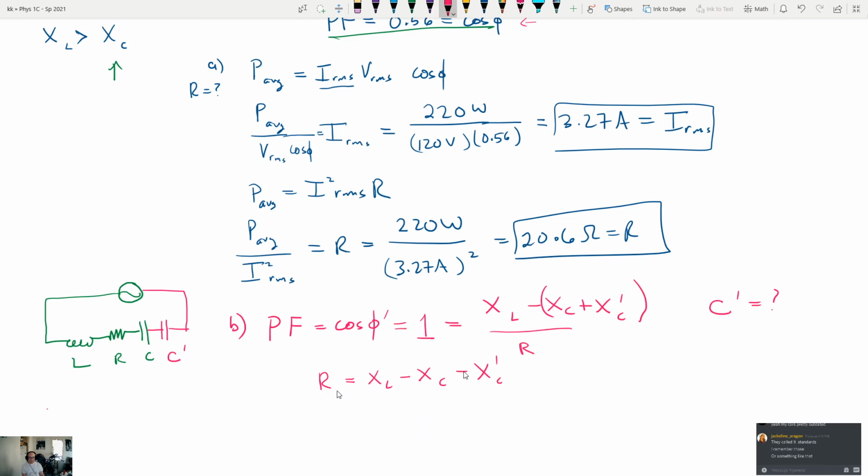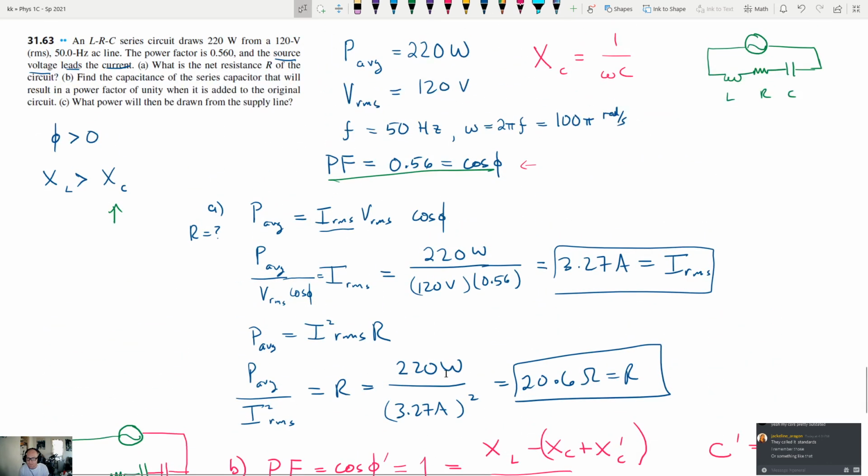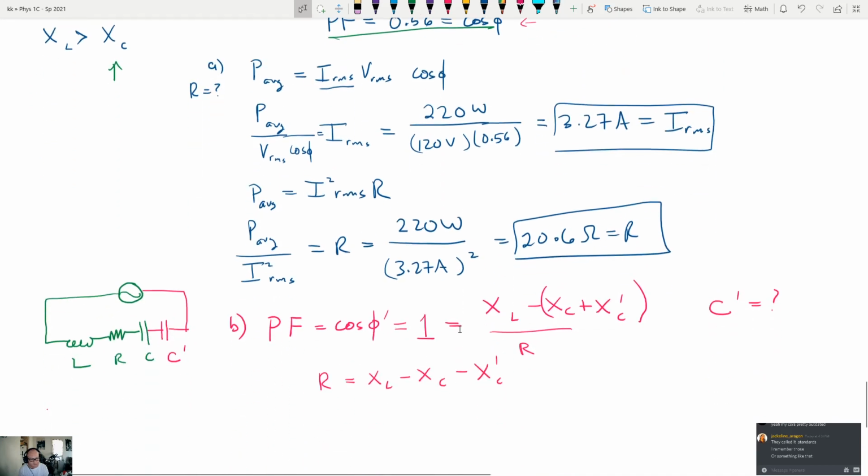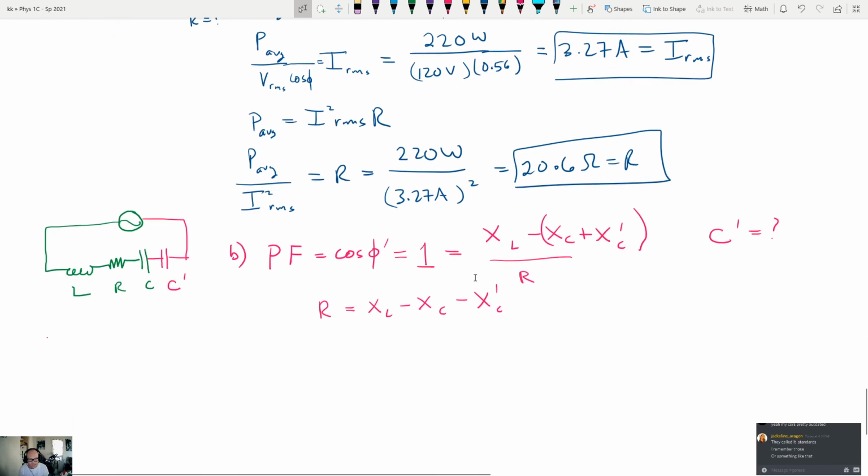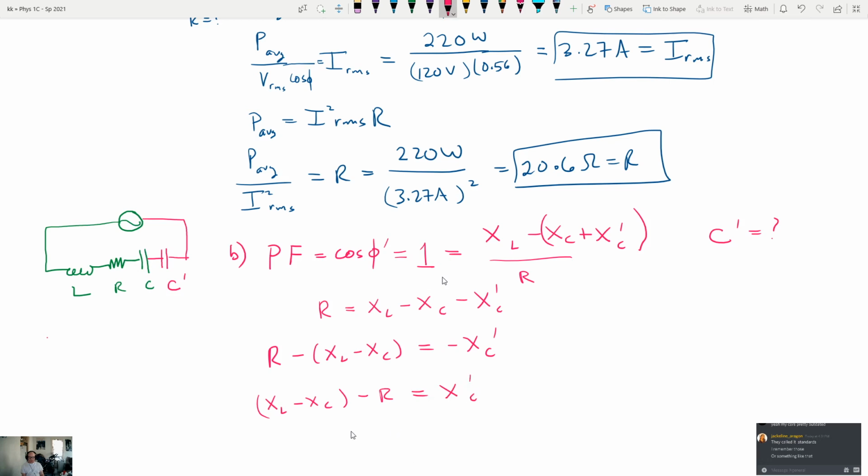And we know what R is, but I don't think we know what L is, right? We have a frequency. We're given an average power, and we're given a voltage, but we don't know anything about the inductance or the capacitance in our circuit. But if we did, we could say R minus XL minus XC is equal to the negative of XC prime, and then we can manipulate this so that XL minus XC minus R should be equal to XC prime. Now, we don't know what the capacitance is, and we don't know what the inductance is.